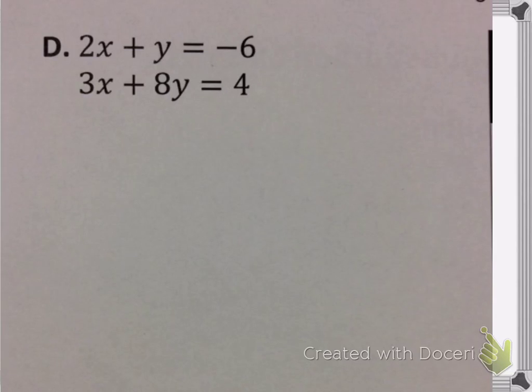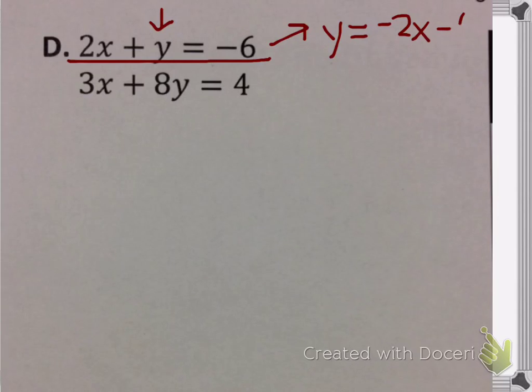All right, this example right here does not have an equation solved for one of the variables. But if you look at this top equation right here, it would be really easy to get y by itself. So I'm just going to rewrite this by subtracting the 2x to the other side. When I do that, I get y equals negative 2x minus 6. So again, what I did was I took this 2x and I moved it over to the other side by subtraction.